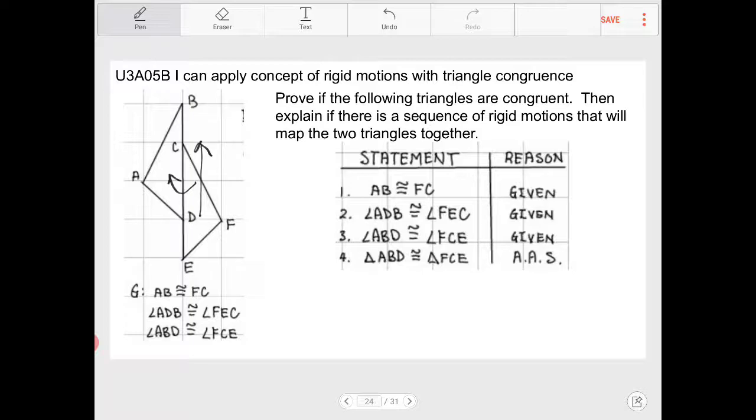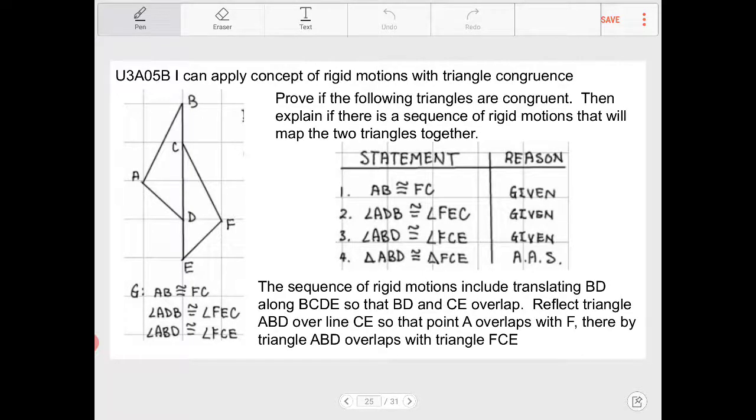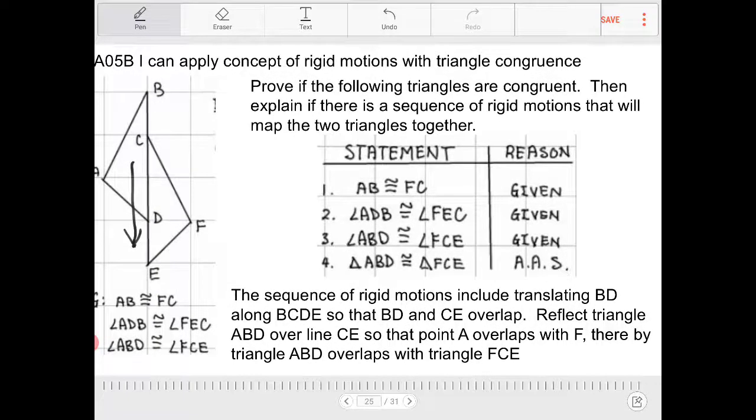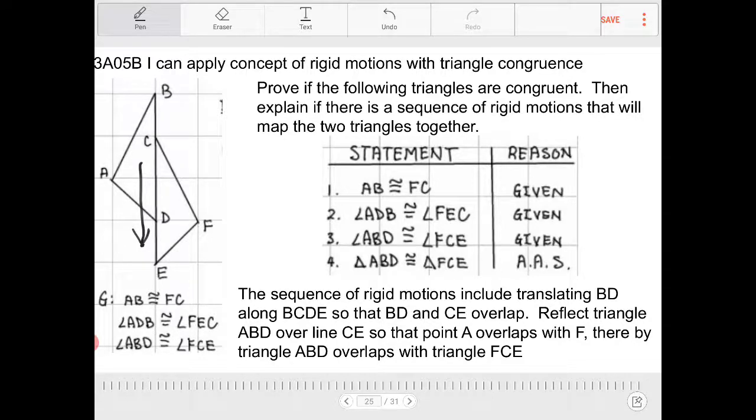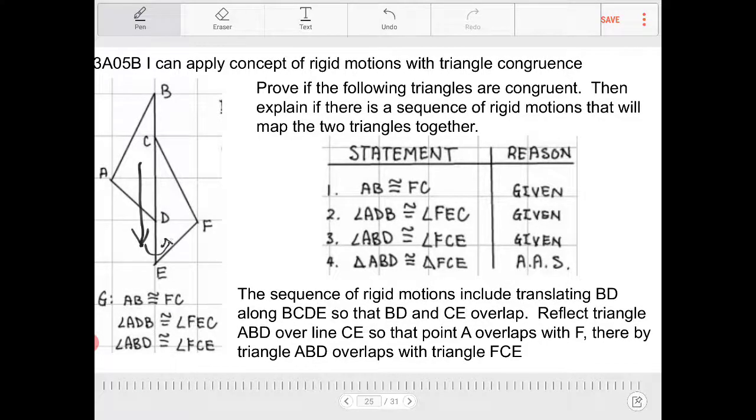So how do we put this into words? The sequence of rigid motions include translating BD along BCDE so that BD and CE overlap. So I actually went this way. We're taking BD and pushing it down so that BD and CE will overlap. What we're going to do after that is reflect triangle ABD over line CE so that point A overlaps with F. Thereby, triangle ABD overlaps with triangle FCE. So we push it down and then we reflect.